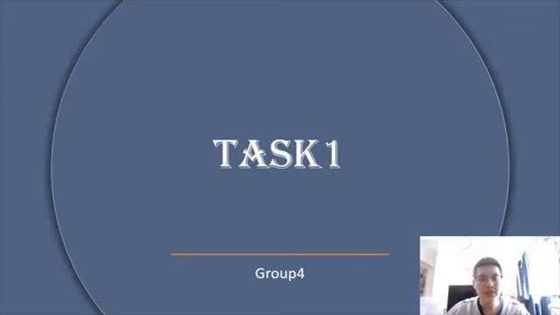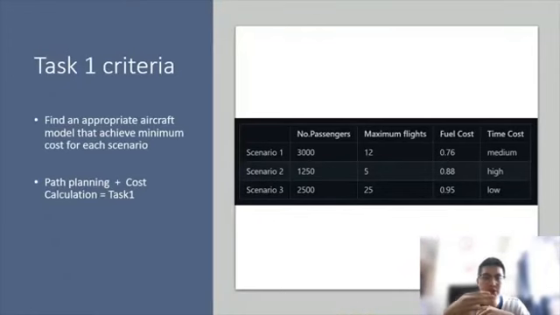Now it is my turn to introduce Task 1 for our group project. Here you can see from the picture, we need to match 3 different criteria by finding the most suitable airplane to come across the most efficient route. So basically, we can split Task 1 into 2 major parts. One is path planning and the other is cost calculation.